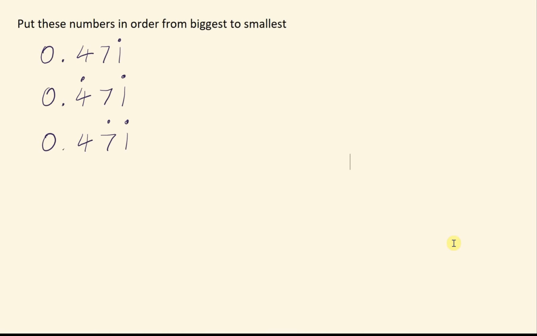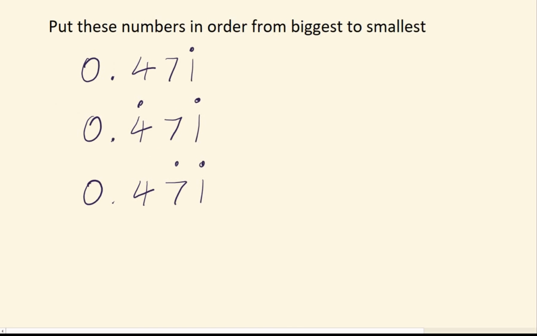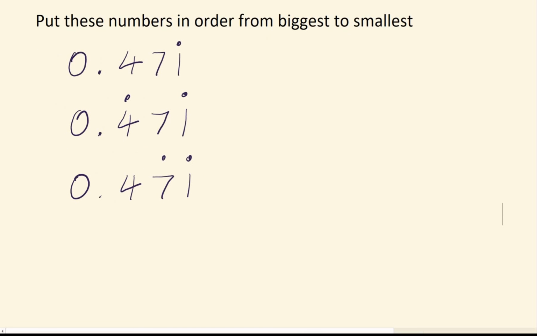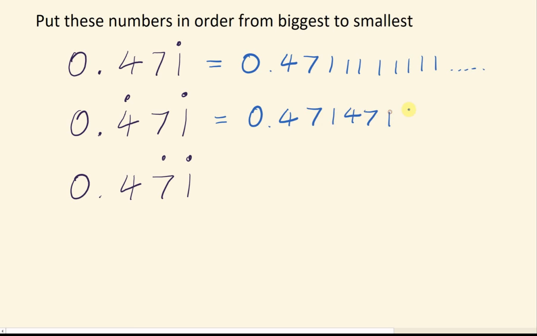So now we know what the notation looks like, here's a basic GCSE style problem: here are three numbers, just put them in order from biggest to smallest. What we need to do here is use the notation we've just looked at and write this out in what I'm going to call long form. So here only the 1 repeats, so this will look like this number here. Here the whole sequence, the whole 471, is going to repeat, so written out in long form it will look something like this. And for the last one, only the 71 repeats.